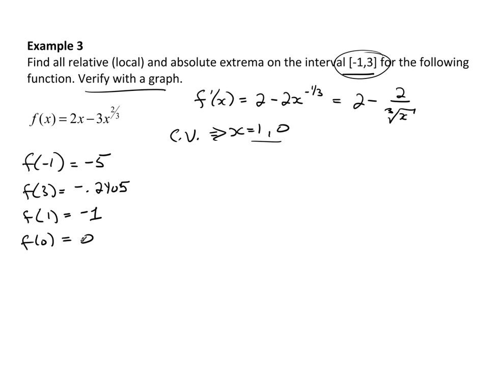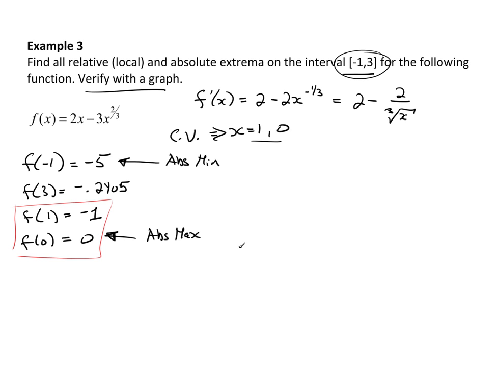So what do I have? I have -5 is the smallest value, so this is the absolute minimum. 0 is the biggest value, so this is the absolute max. Now I also need to, once again, consider these critical values and see if those are local mins and maxes.